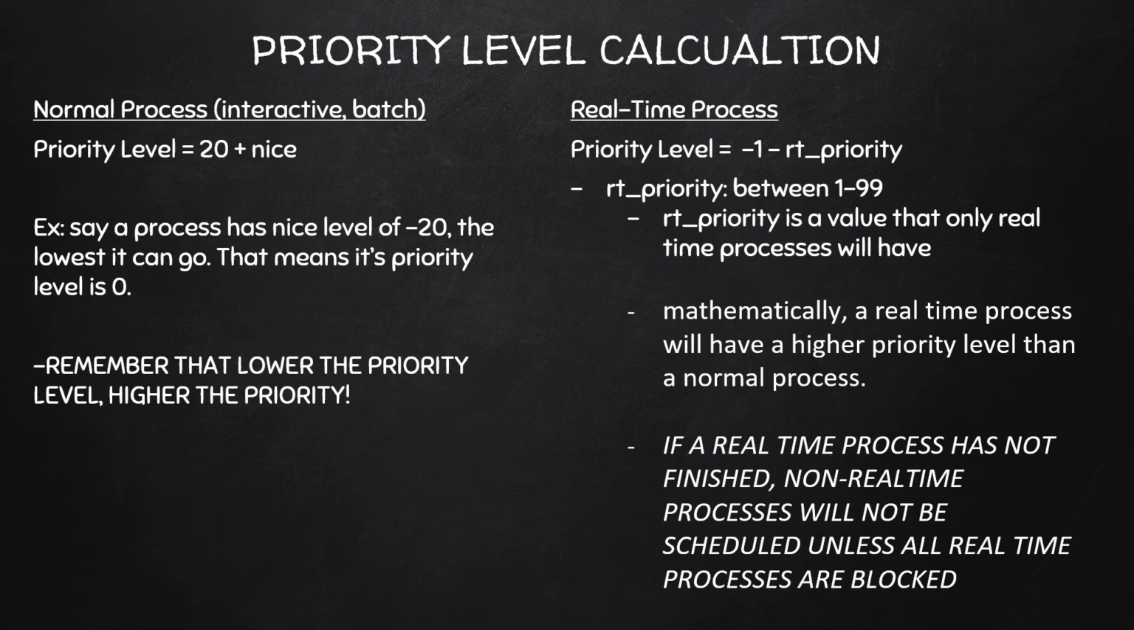If a real-time process is not finished, non-real-time processes will not be scheduled unless all real-time processes are blocked. Like I said, real-time processes have the highest priority. If a non-real-time process exists, but a real-time process is not finished, then the non-real-time process just must wait until the real-time processes are blocked.